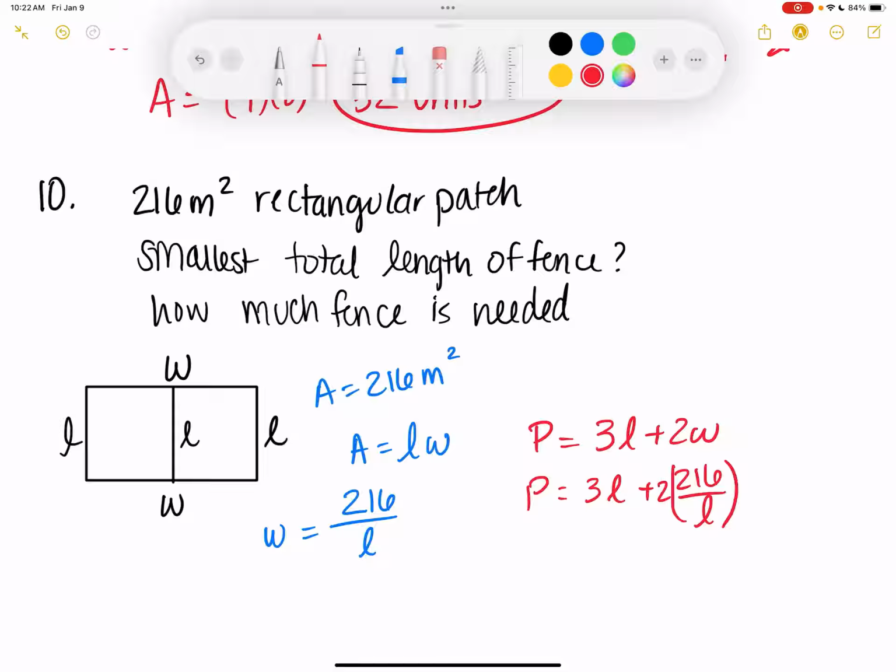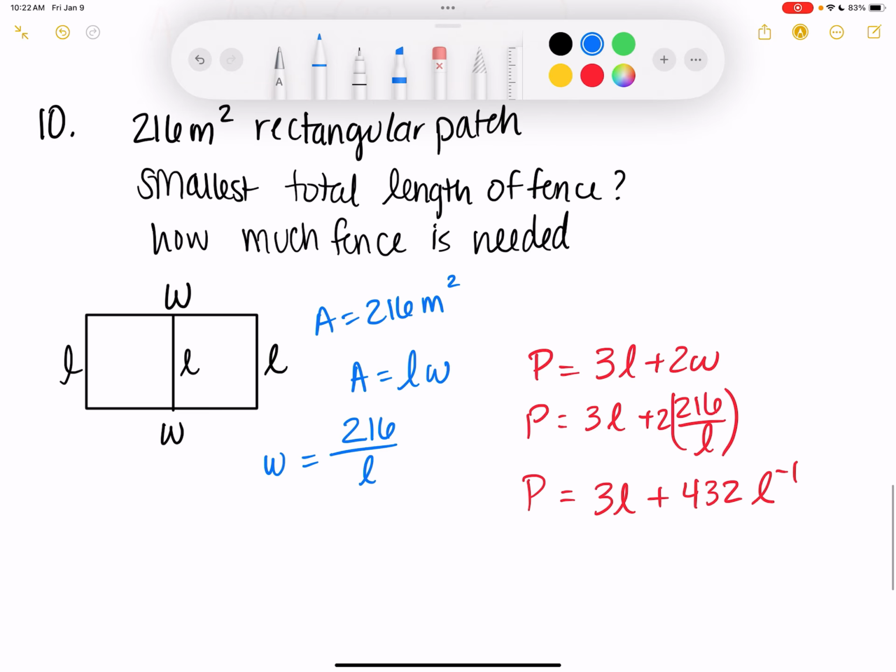So then as far as simplifying it down, since I know that ultimately I'm going to be taking the derivative, I'm going to go ahead and write that as L to the negative 1. And I'm going to go ahead and multiply the 2 through. So I've got P equals 3L plus 432L to the negative 1. And so then I'm going to take the derivative and get 3 minus 432L to the negative 2. And then set that equal to 0 and solve.